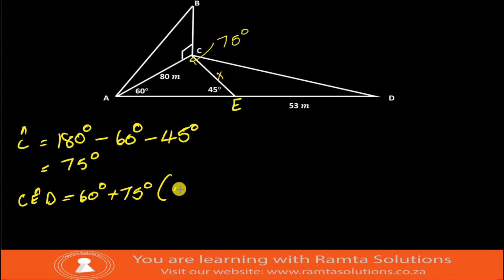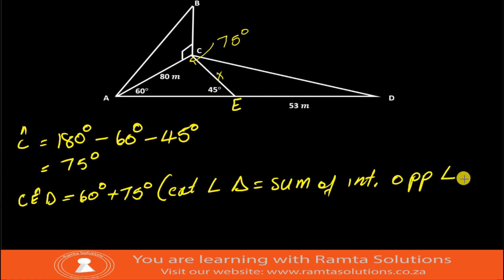What's the reason? Exterior angle of a triangle is equal to the sum of interior opposite angles of a triangle. In this case, of triangle ACE. Maybe let me reduce this. Sum of interior opposite angles of triangle ACE. This is what I mean, right? So you guys can see this. So we found this, and we also found this side here.